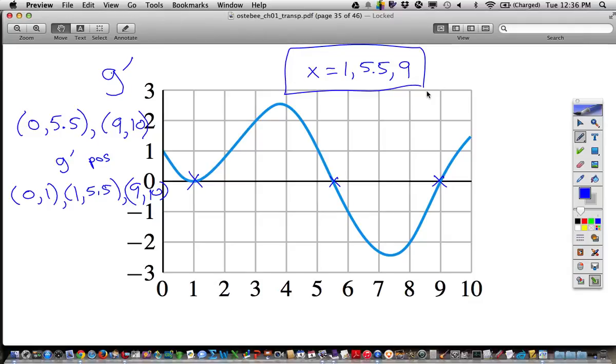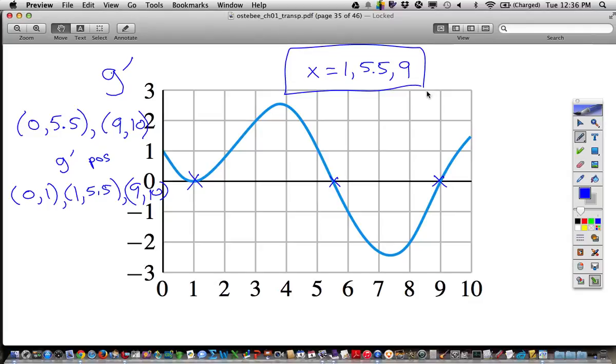Where does G have local max points? Okay, so now we come back to the chart. Local max, and here I am on the G line. A local max is when G goes up and then comes down. G prime has to switch from positive to negative. So that's the first derivative test that we learned in that worksheet yesterday. So when G goes up and then down, G prime has to switch positive to negative.